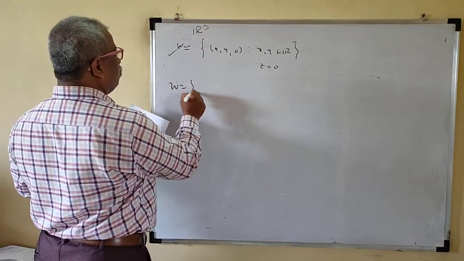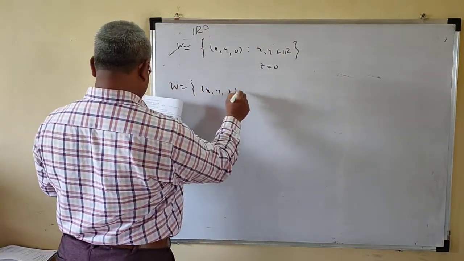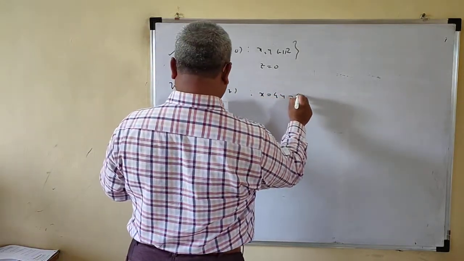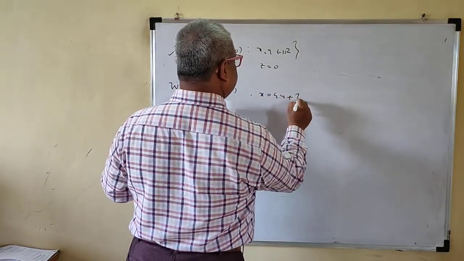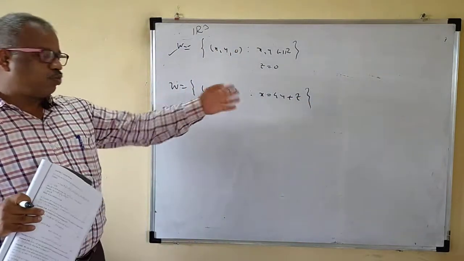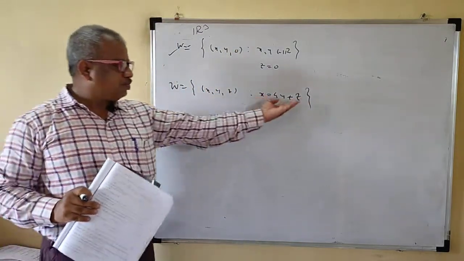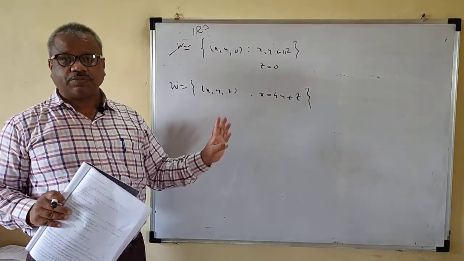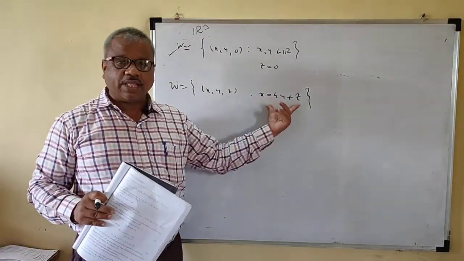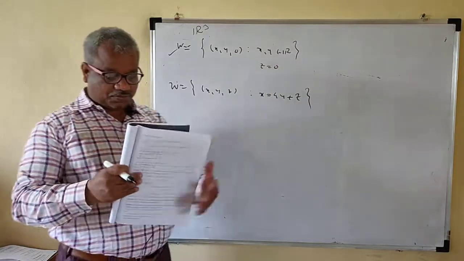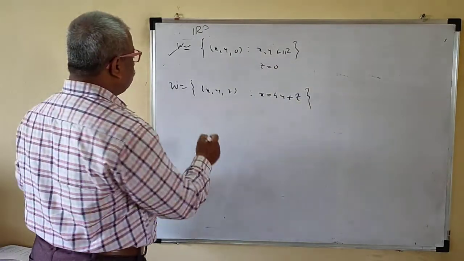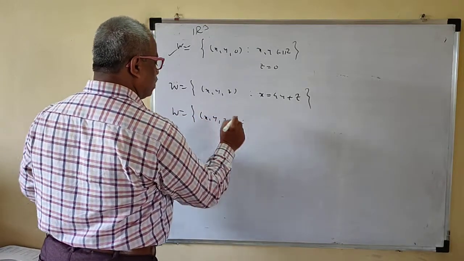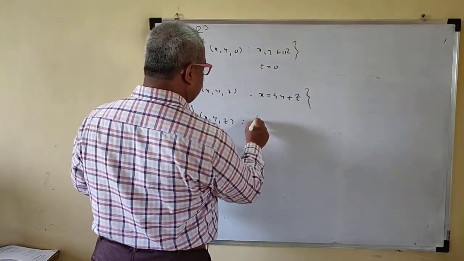Suppose W is equal to {(x, y, z)} such that x = 4y + z. So if you shift all these things, this is a plane passing through origin. So 0 bar belongs to this one. This is a plane passing through origin, and it is a subspace.